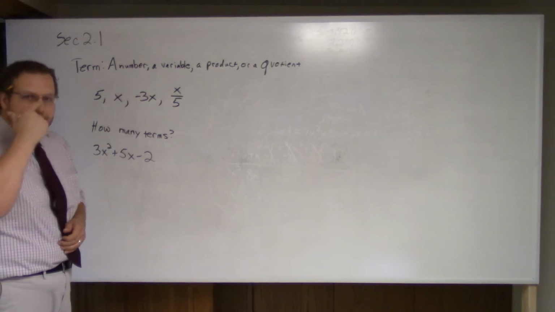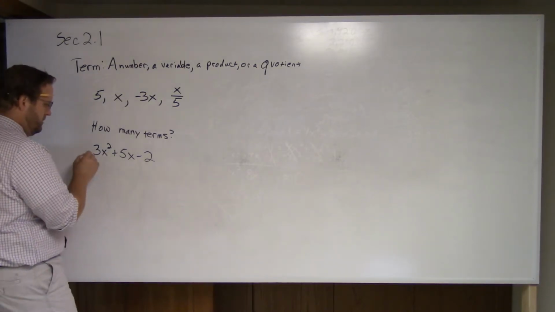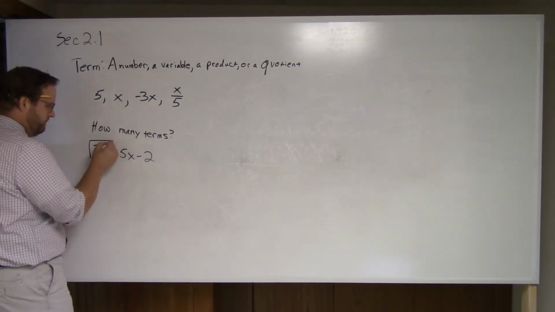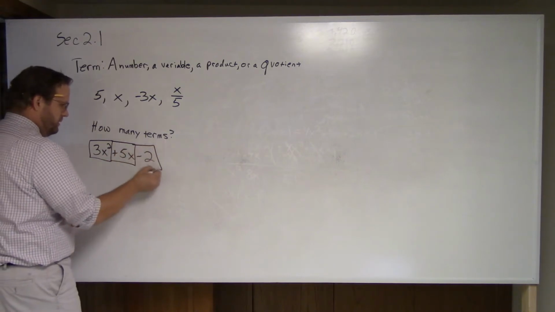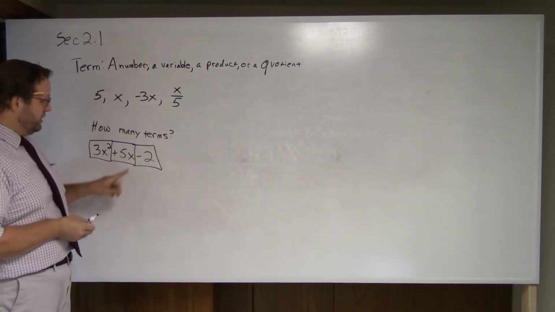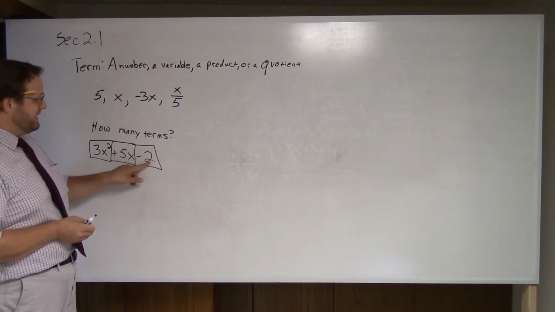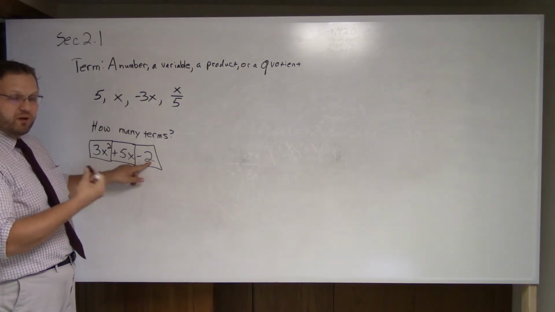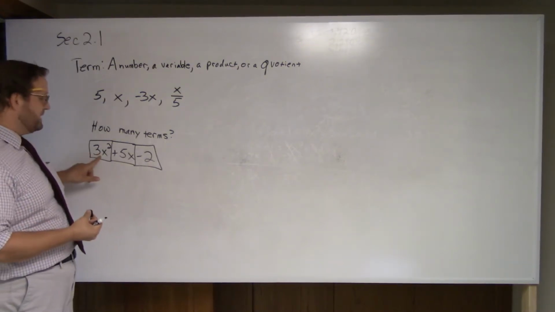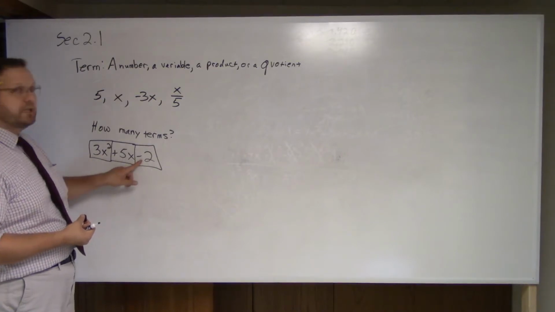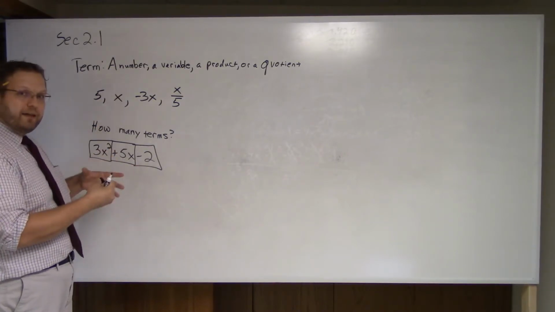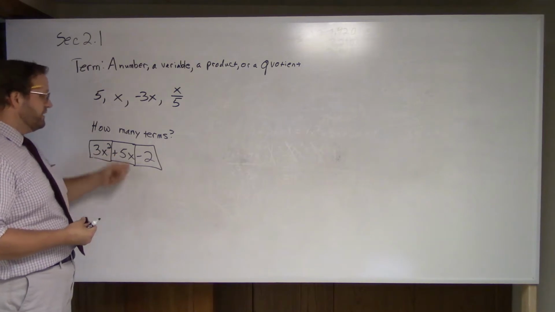How I like to divvy these up and identify them is like so. Notice I included that sign right in front of it with that number or expression right after it. Okay, so I have a positive 3x squared, a positive 5x, and then a negative 2. Pull it together, I have a 3x squared plus 5x minus 2.